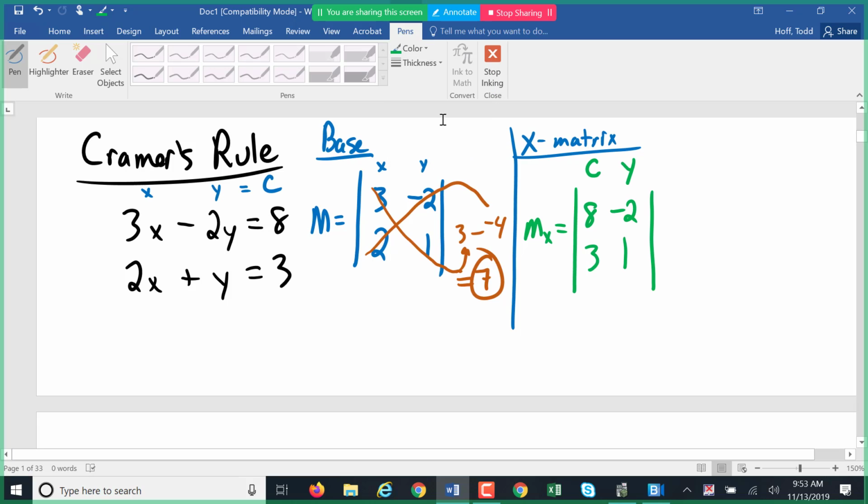Again, you'll notice I've got the straight lines instead of the square brackets, so it's implying we're going to do a determinant. So 8 times 1 is 8, that's the down diagonal, minus the up diagonal, 3 times -2 is -6. 8 minus a -6 is 14. That is the determinant of the X matrix.